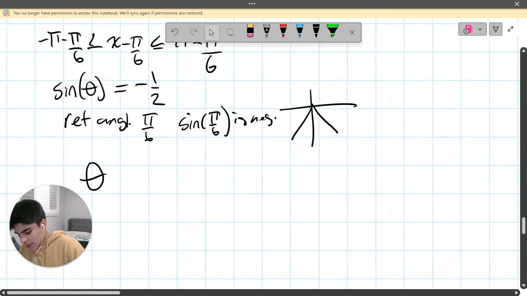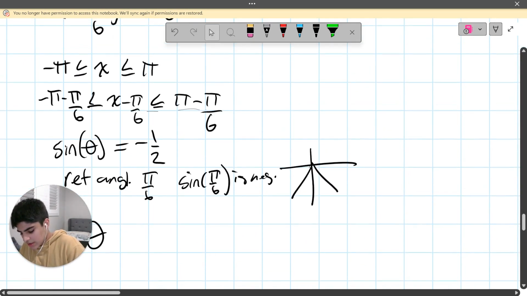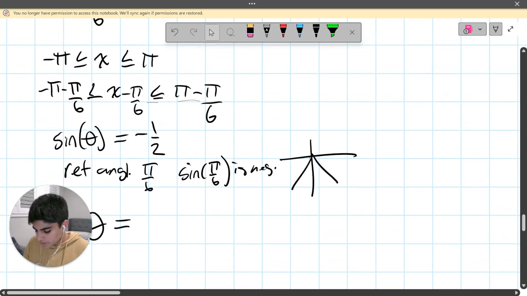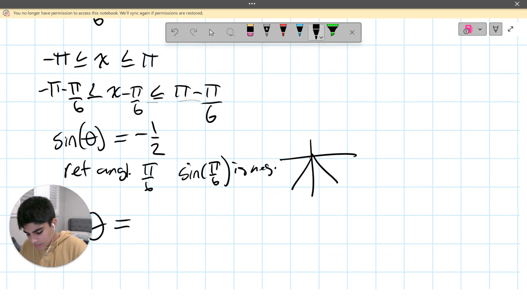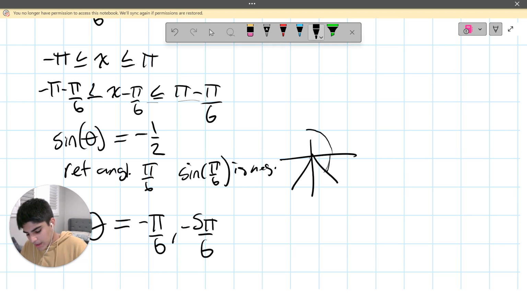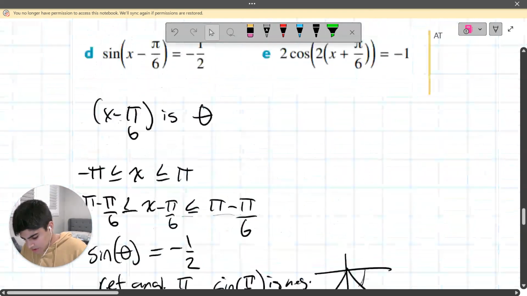So let's find the solutions. Theta, all within this domain. Okay, let's think about this. We've got this solution, negative pi on 6, negative 5 pi on 6, then another negative pi on 6, that can't be a solution. Pi minus pi on 6, it ends here, so these are our two solutions.